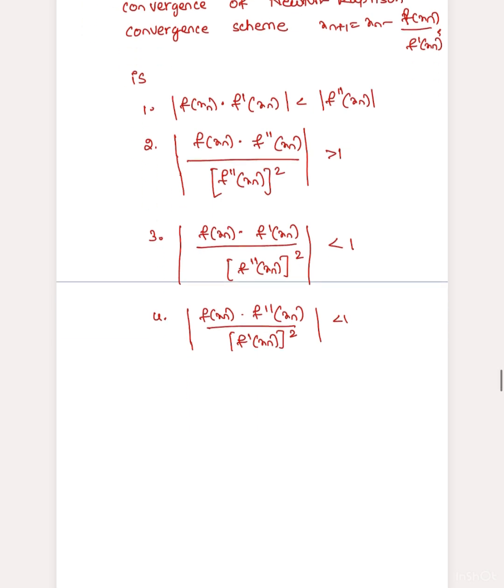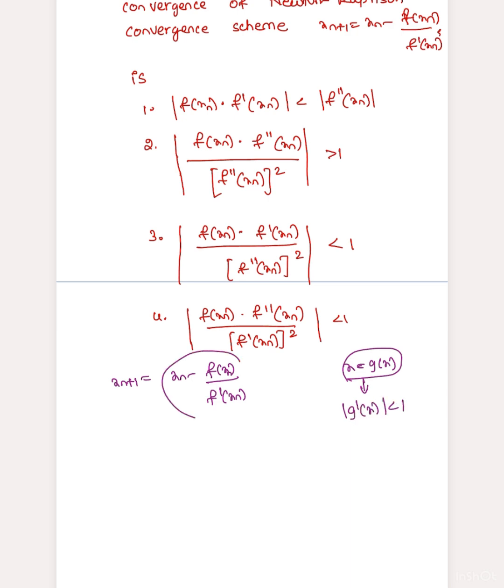And the fourth option says modulus of f of xn into f double dash of xn divided by f dash of xn square is less than 1. Now we will see what will be the sufficient condition. We have the iteration scheme given by xn plus 1 is equal to xn minus f of xn divided by f dash of xn. So it looks like x is equal to g of x. Then for the convergence of this fixed point iteration method, we have modulus of g dash of x is less than 1.